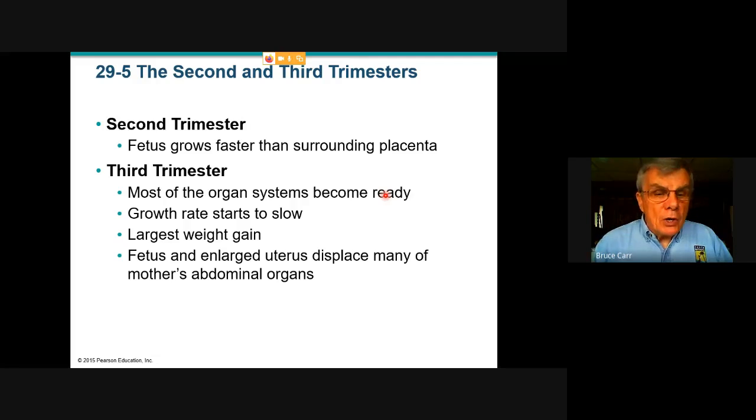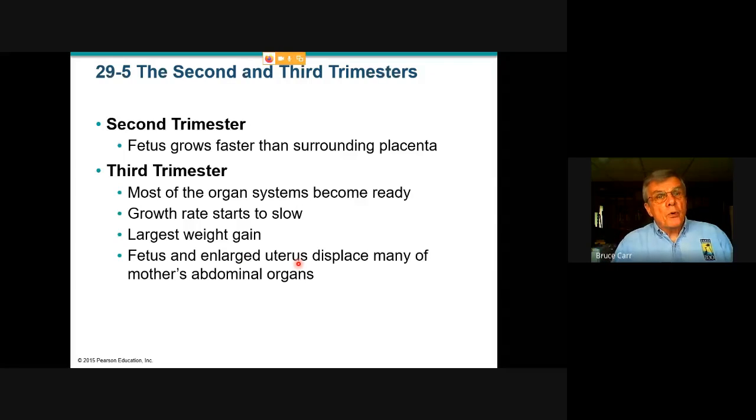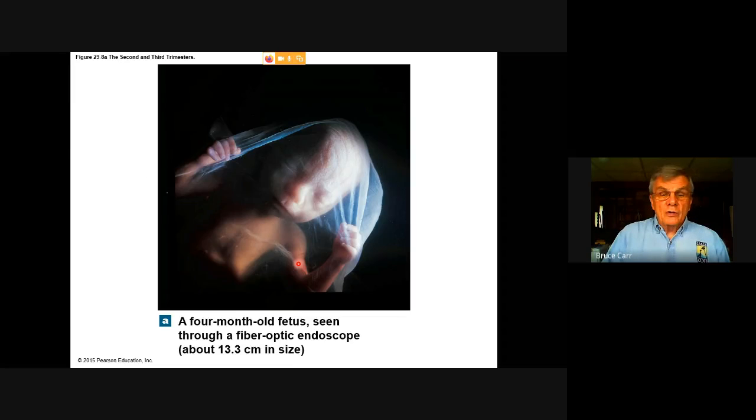As I said, the respiratory system is developing, and it is nourished and oxygenated by the activities of the mother's organ system, but is not providing any oxygen to the baby. It's breathing the amniotic fluid in and out. This is where the largest weight gain occurs, that third trimester. And this is where the size of the fetus and the secondary tissues, the placenta and the uterus, begin to press against and displace many of the mother's abdominal organs.